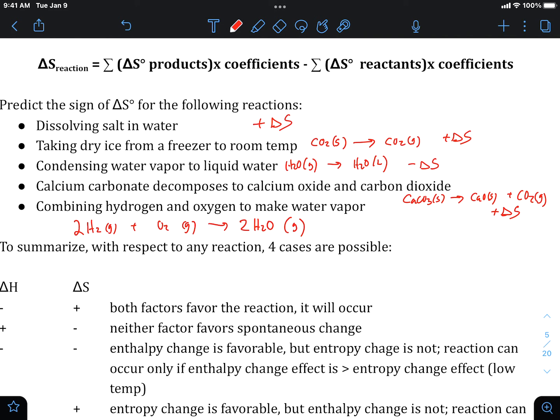Yeah, you're going from 3 moles of gas to 2 moles of gas, so in effect, you're becoming more ordered, right? So more ordered is negative delta S.